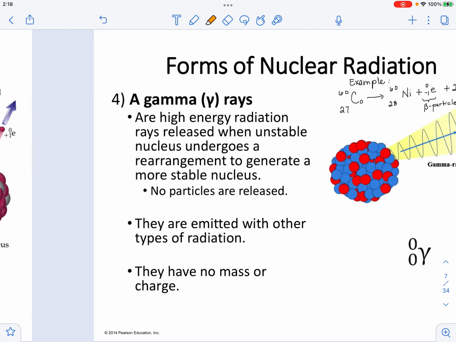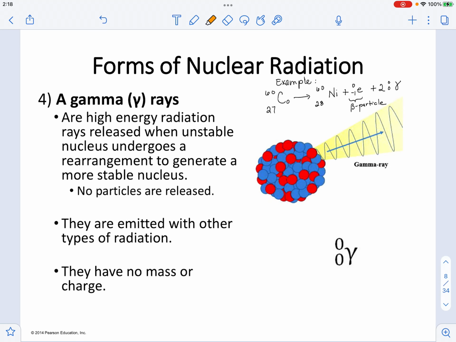The last type of nuclear radiation that you guys need to be familiar with is gamma rays. Gamma rays are high energy radiation rays that are released when an unstable nucleus undergoes a rearrangement. And this rearrangement is going to generate a more stable nucleus. Understand that the rays themselves are not particles, but the gamma rays are actually emitted with other types of radiation. When gamma rays are released, they have no mass or charge. So the symbol that we use for them is here.